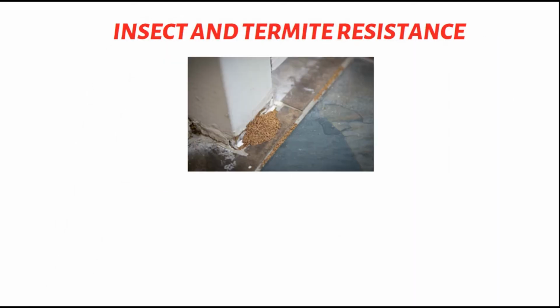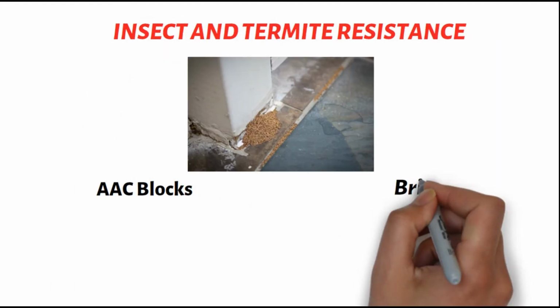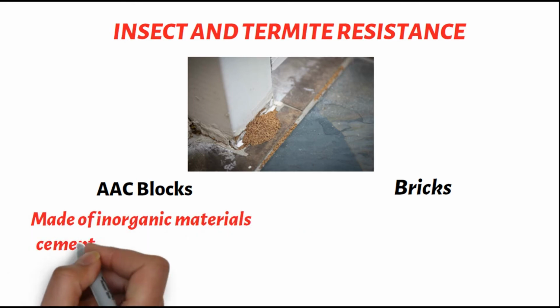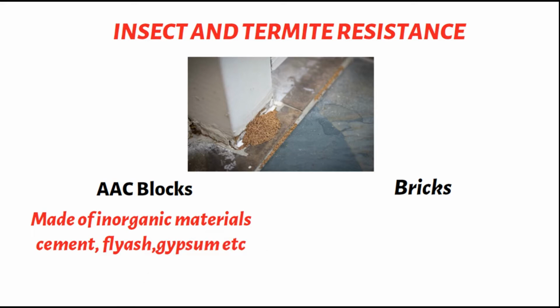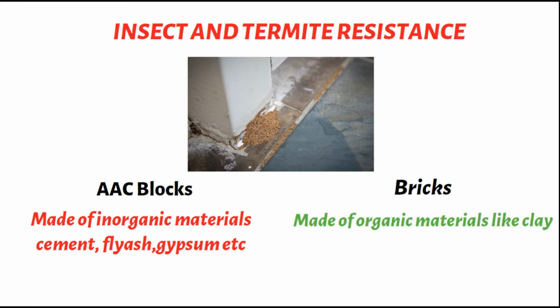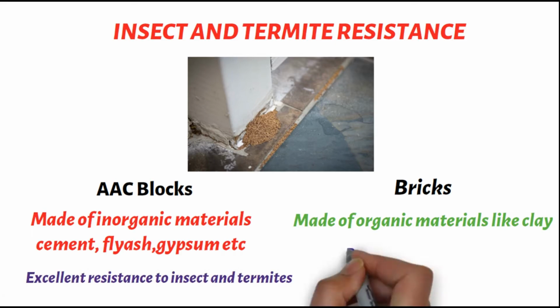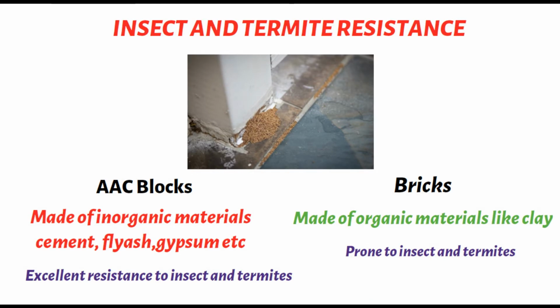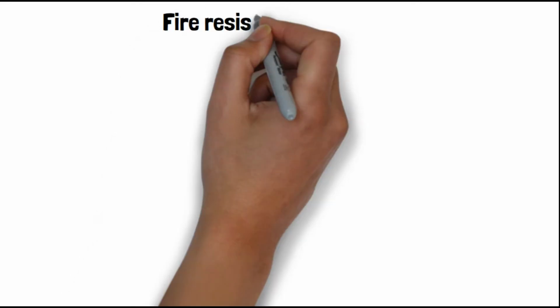Next is the insect and termite resistant qualities of AAC blocks. AAC blocks are made of inorganic material like cement, fly ash, gypsum, etc., whereas bricks are made of organic material like clay. AAC blocks have excellent resistance to insects and termites, whereas bricks are prone to insects and termites.